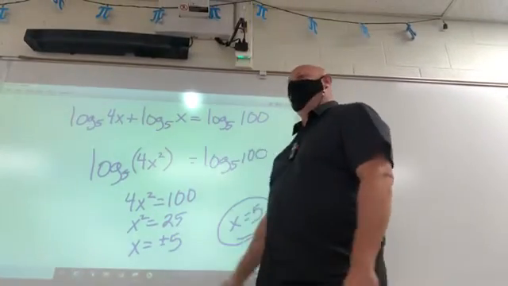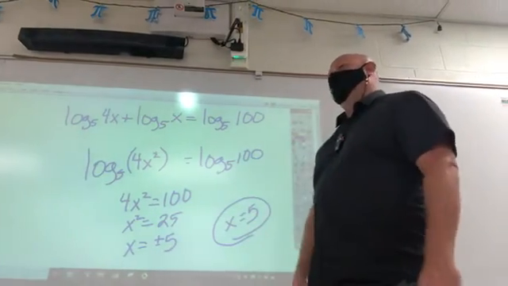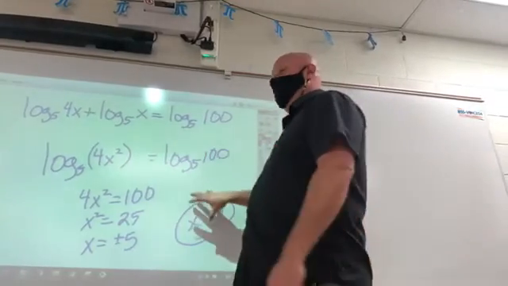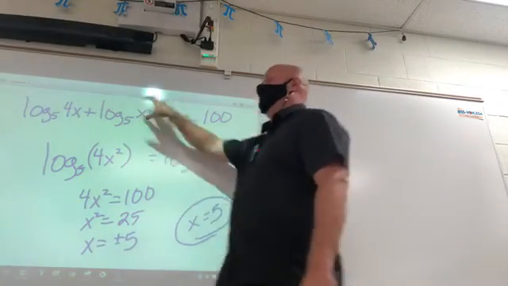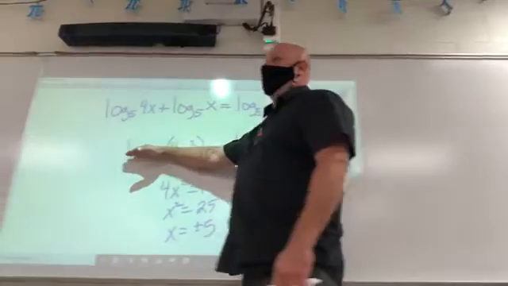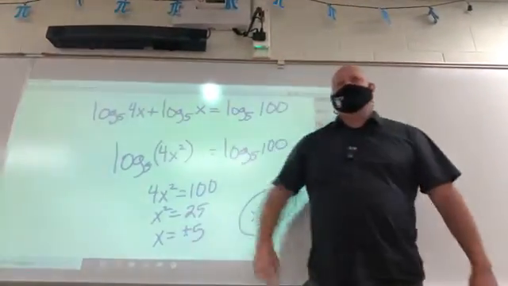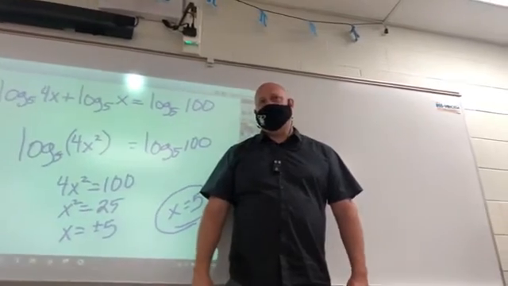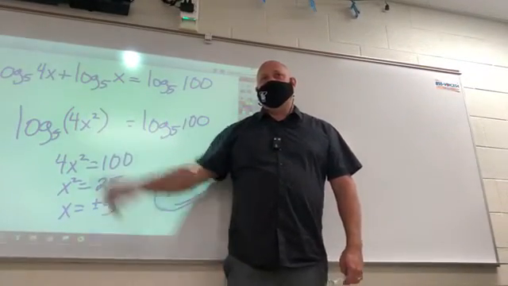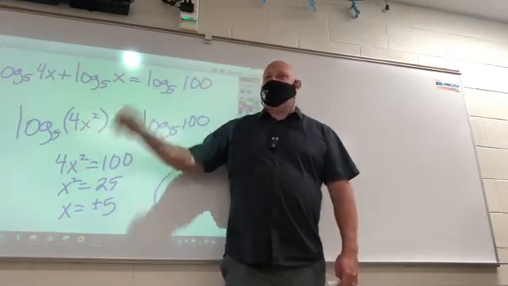So you have to do it to the first one, not when you simplify it? Yes, you go back up here. Don't look at this one. This is just a simplified version. It has to go back into the original. So you start off and you put plus 5 in for the x, see if it works. Then check the negative 5.